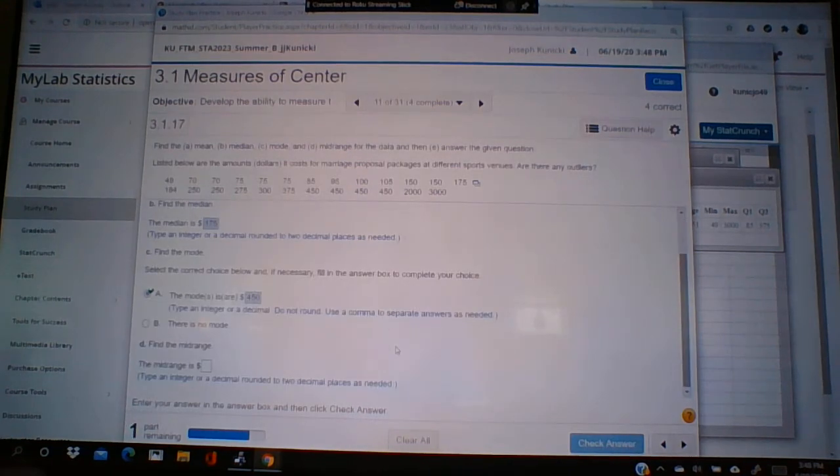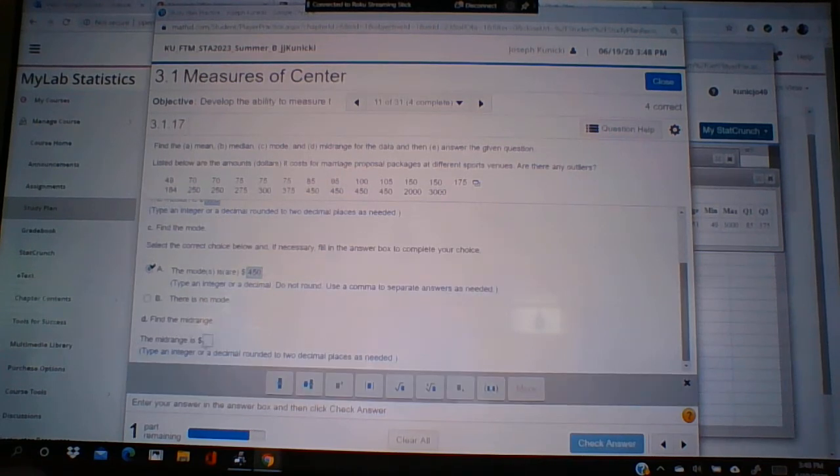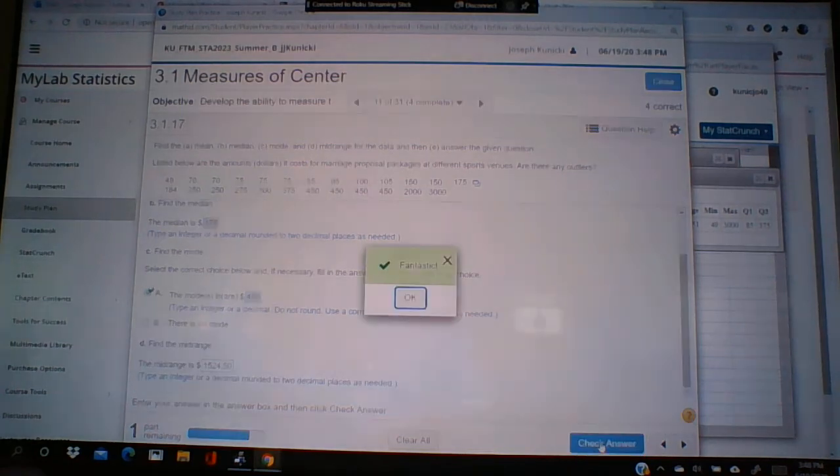The mid-range. The mid-range is just the average of the high and the low. So we could do that almost by inspection. It's 1,524.5. So it would be 1524.5, 1524.50. And that's the correct answer.